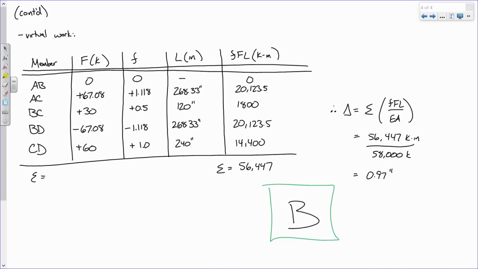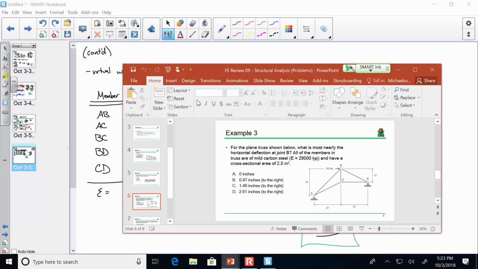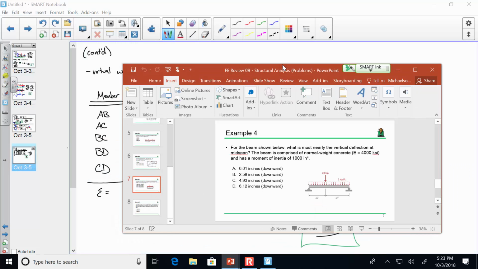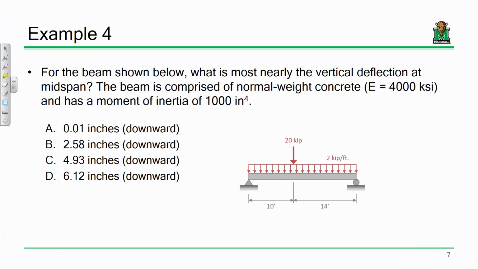Can't use RISA on the FE. All right. In the interest of time, this is what I'm going to do. Let's look at our remaining examples. I knew we were going to be short on time at the end.